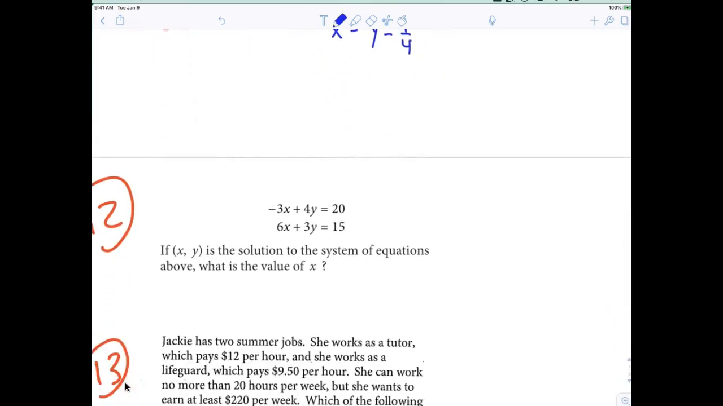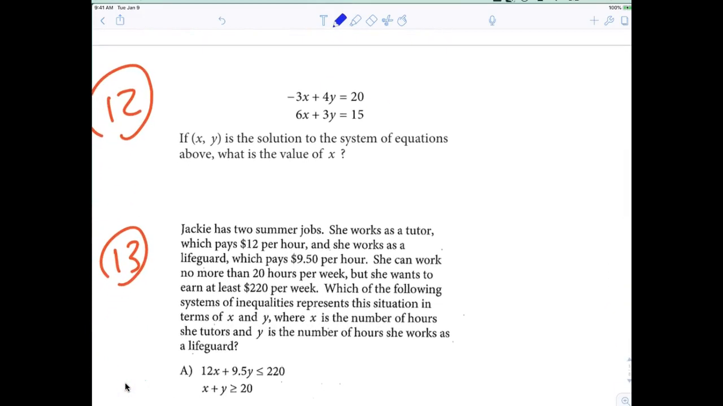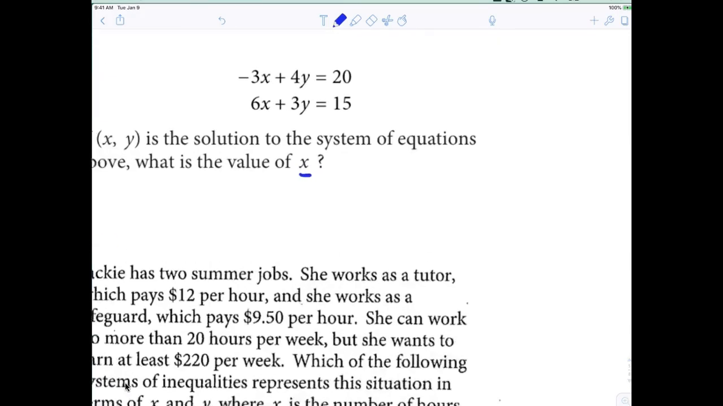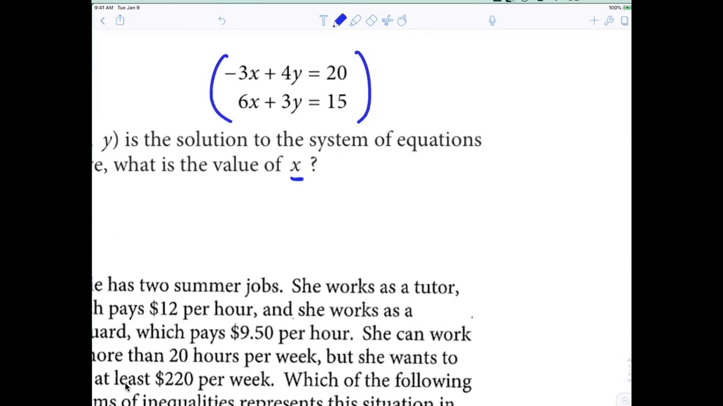All right, so now let's take a look at question number 12. Does everybody agree I'm finding what x is, correct? So if I'm trying to find x, I need to eliminate the what? I need to eliminate the y. Now it might be easier to eliminate the x at first, but that's just going to require more work later. So right now, I know I have to eliminate the y. So if I'm going to eliminate the y, I'm going to multiply the top by what?